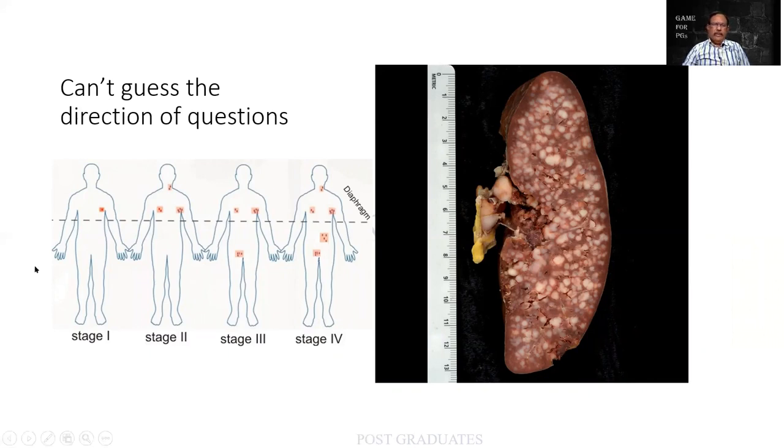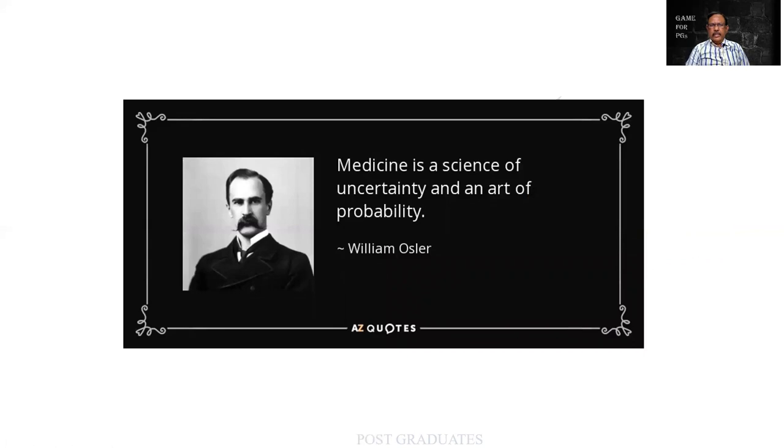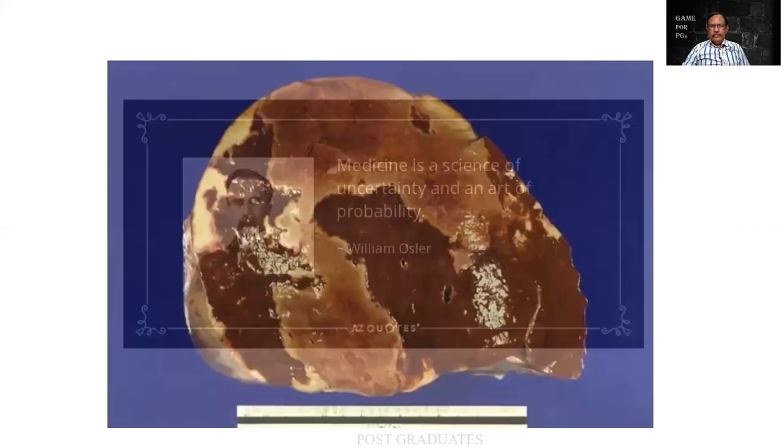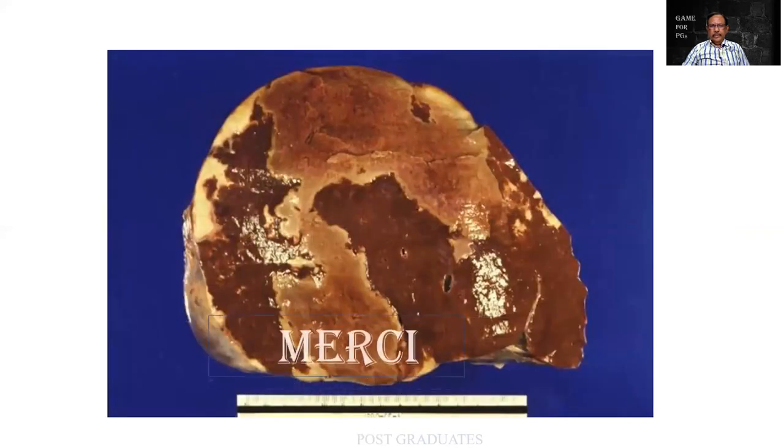And this is a picture of an Ann Arbor classification of the Hodgkin's lymphoma and the staging. So we people should have anything in mind starting from the etiology up to the staging, or even an autosplenectomy. That is why it is said, medicine is a science of uncertainty and an art of probability. William Osler, a famous physician, has said that as is your pathology, so is your medicine. Mercy.